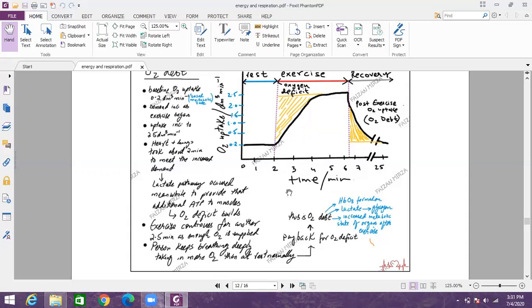You can see that initially from 0 to 2 minutes, the muscles of that individual were taking up oxygen at a constant rate of 0.2 dm³ per minute. This is called the basal metabolic rate: the maximum amount of oxygen that muscles take during a resting condition.